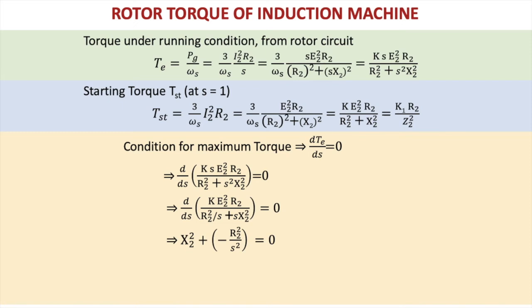So when we differentiate it, we get the condition as x2 square minus r2 square by s square should be equal to 0. Rearrange this equation and you will come to the final equation as s should be equal to r2 by x2 for the maximum torque to occur. So when the slip is equal to r2 by x2, at that particular slip we get the maximum torque for the given motor.